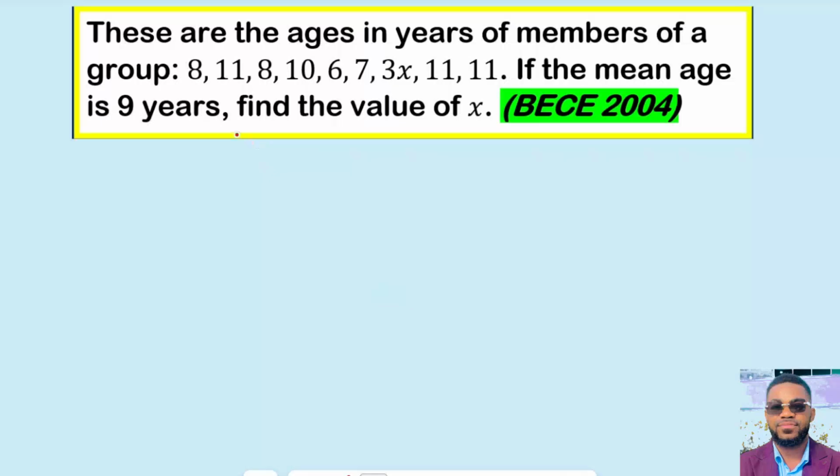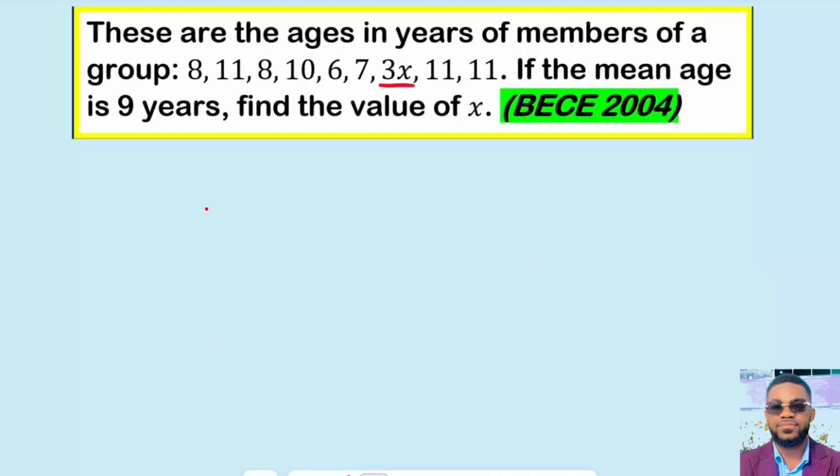That's our next question. These are the ages in years of members of a group: 8, 11, 8, 10, 6, 7, 3x, 11, 11. If the mean age is 9 years, we have to find the value of x. This is a critical thinking question, an application of mean, where the data has been given, the mean has been given as well, and we have to find the value of x. We know that x forms part of the data, which is 3x.